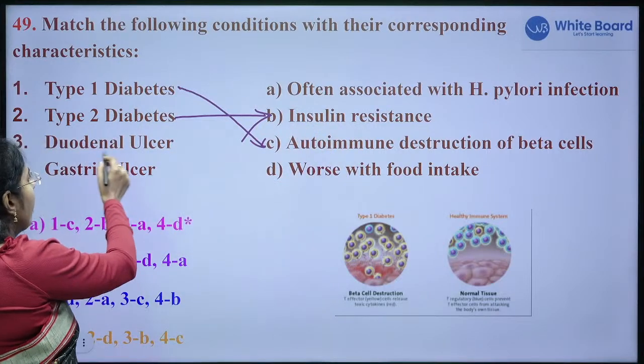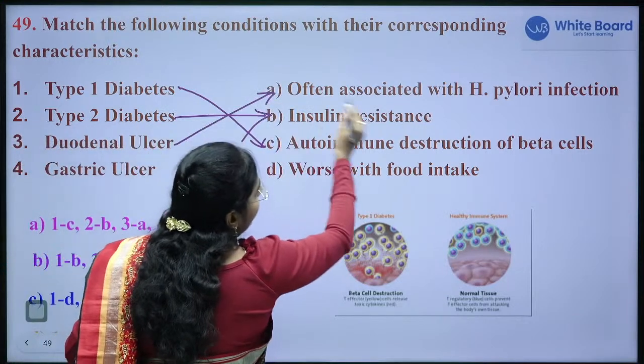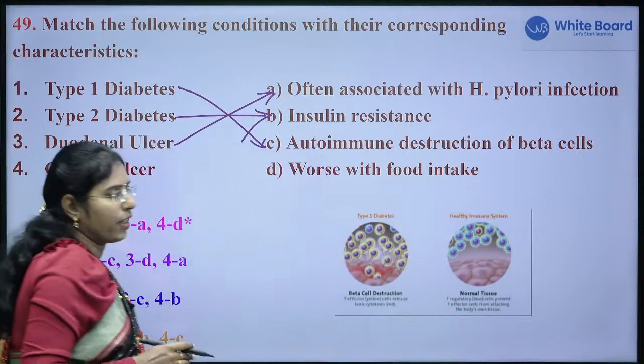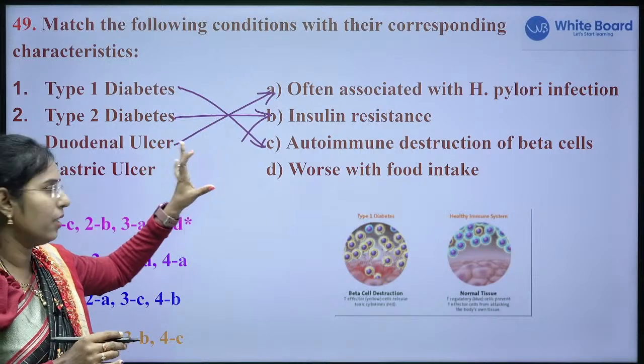Next one is duodenal ulcer. It is often associated with Helicobacter pylori infection. Because of that infection, we will be getting ulcers in the duodenum.